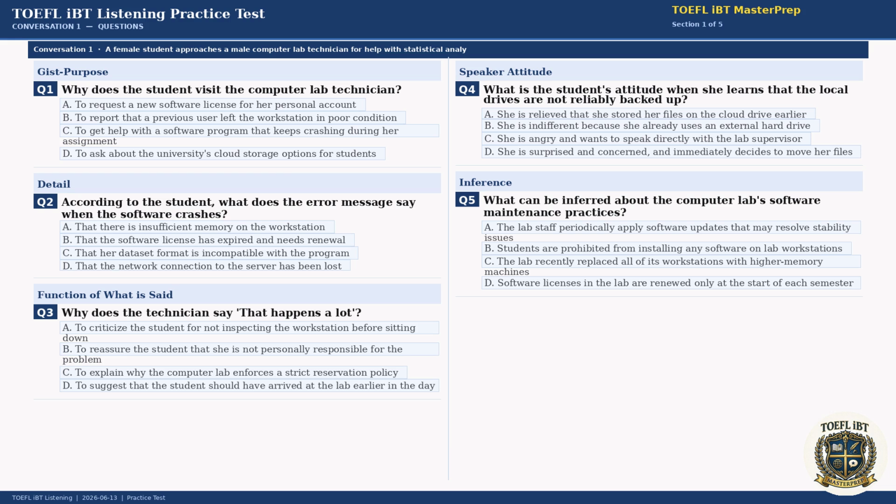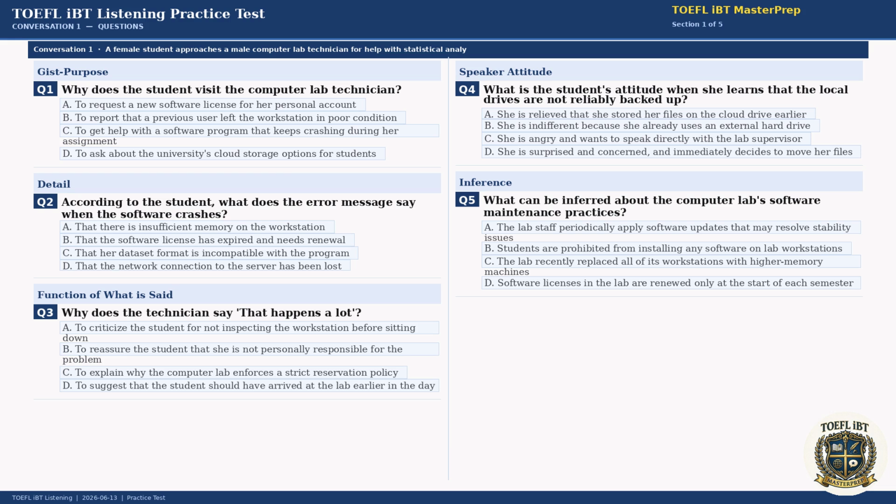Now listen carefully and answer the questions. Excuse me, hi. I was wondering if you could help me. I'm having a really frustrating problem with one of the software programs on these computers. Sure, I'm Marcus, the lab technician on duty today. What seems to be the issue?